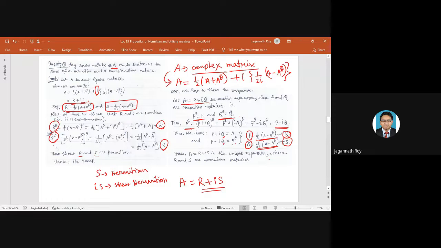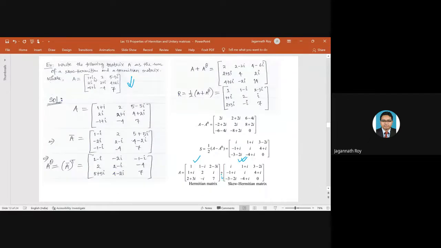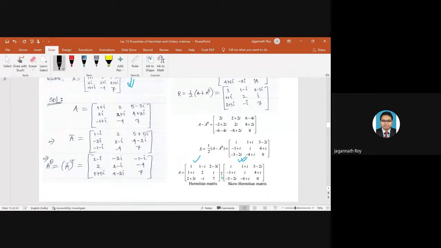Whatever may be the notation for the matrix, this R is going to be half of A plus A theta, and this S is going to be 1 by 2i times (A minus A theta). So this is a unique expression for a complex matrix as a sum of a Hermitian matrix and a skew Hermitian matrix. This is one particular example for this type of problem.